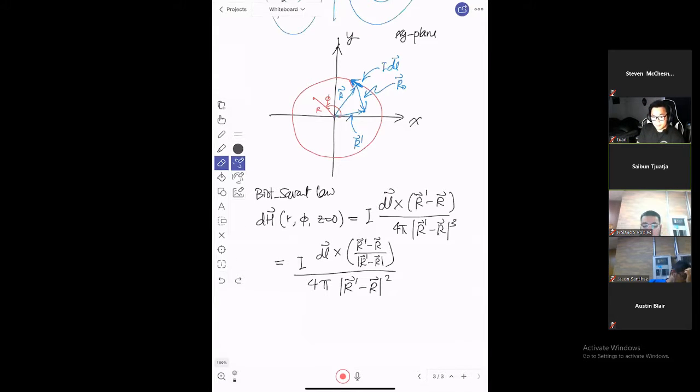So the H at any location R, phi, and z equal to 0, you have to sum up the contribution. In other words, the field at this location is contributed by this guy here, by every single one of them. You see that? So for the field in this location, you have to sum up the contribution for the entire thing. This point the same way.